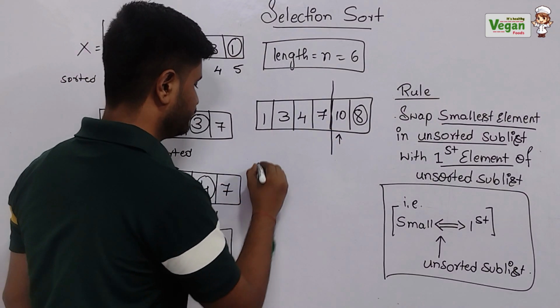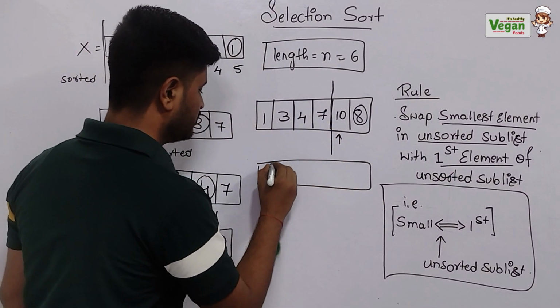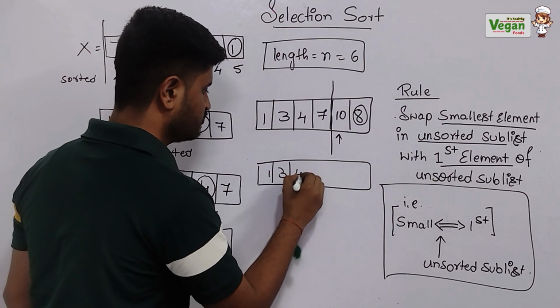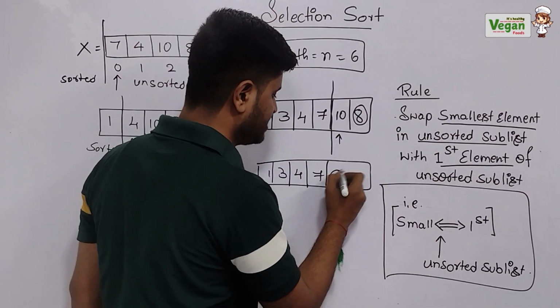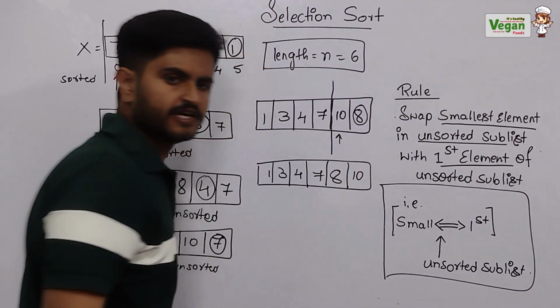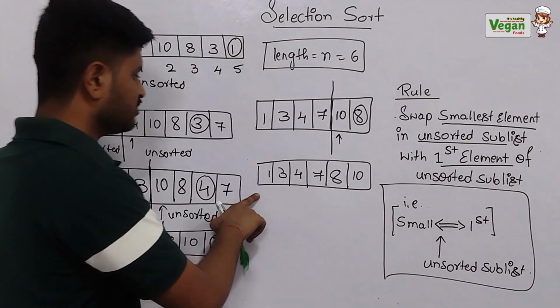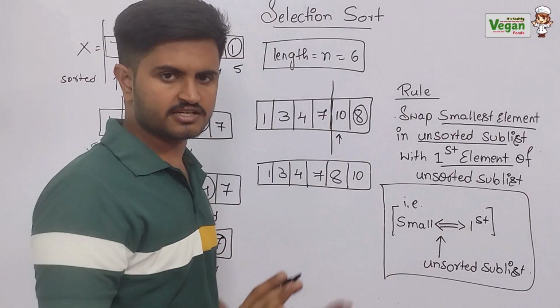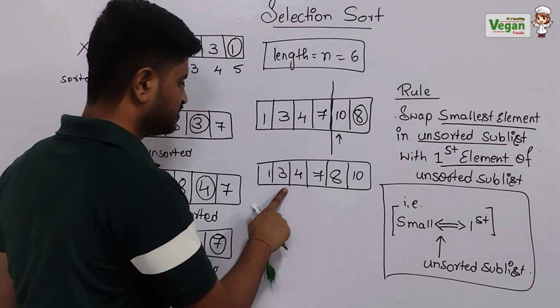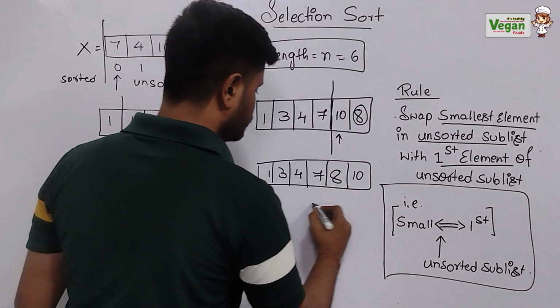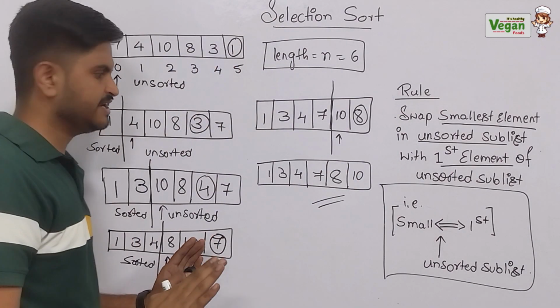Swap both of them. So if you swap, 1 will remain the same, 3 will be the same, 4 will be the same, 7 will be the same, 10 will be replaced with 8 and 8 will be replaced with 10. Now if you see, all the elements are sorted in the increasing order, that is ascending. 1, 3, 4, 7, 8, 10. So our problem will be ending here.